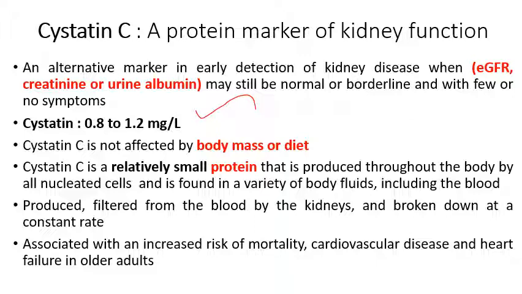Cystatin C is a relatively small protein that is produced throughout the body by all nucleated cells and is found in a variety of body fluids including blood. It is produced and filtered from the blood by the kidneys and broken down at a constant rate. It is associated with an increased risk of mortality, cardiovascular disease and heart failure in older adults.